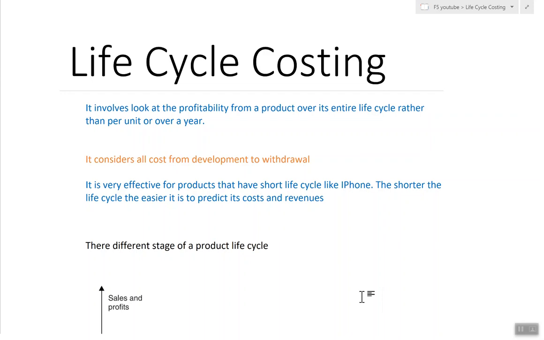So life cycle costing helps us in long-termism because we will not be worried about making profit for a particular year or per unit. What we will try and focus on is that the profit over the entire life cycle of the product is increased. Life cycle could be 3 years, it could be 5 years, it could be 20 years, depending on how long the product is going to be sold in the market.